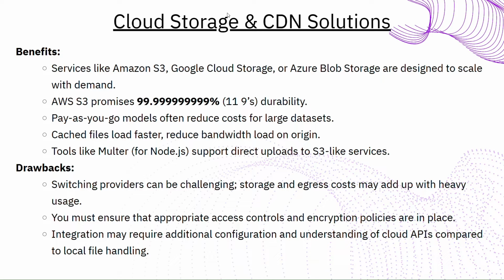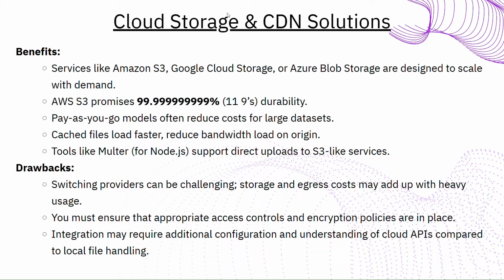The first thing is services like Amazon S3, Google Cloud Storage, or Azure Blob Storage are designed to scale with demand. When we are using these cloud storage providers, you don't have to think about scaling, as these providers give you auto scaling services. Amazon S3 promises 99.999999% durability, so it's a very durable thing. You can rely on AWS S3 for managing all of your files, and you don't have to worry about its durability.